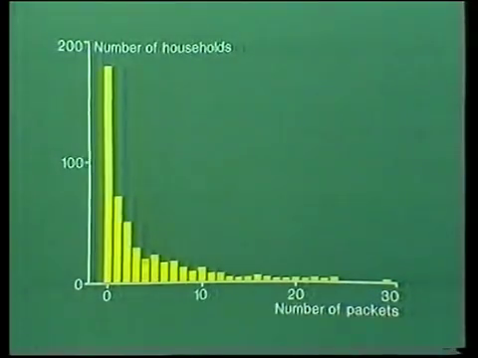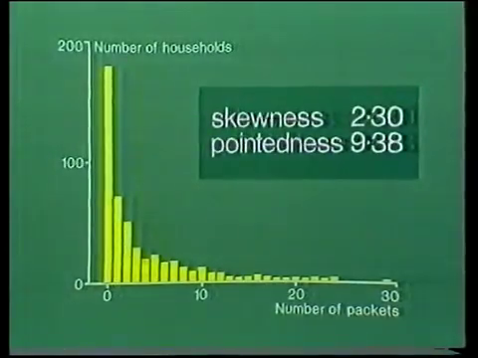And we can calculate the skewness and pointedness of this particular data set. We get the skewness to be 2.30 and the pointedness to be 9.38. Whereas, of course, for data from a normal distribution, we'd expect values of 0 and 3. We can certainly conclude that the parent distribution is some way from being normal.